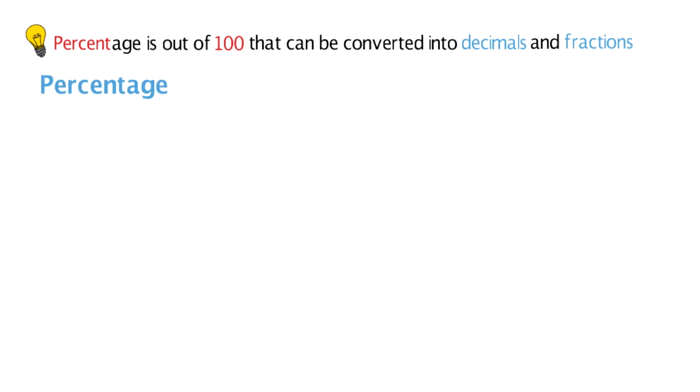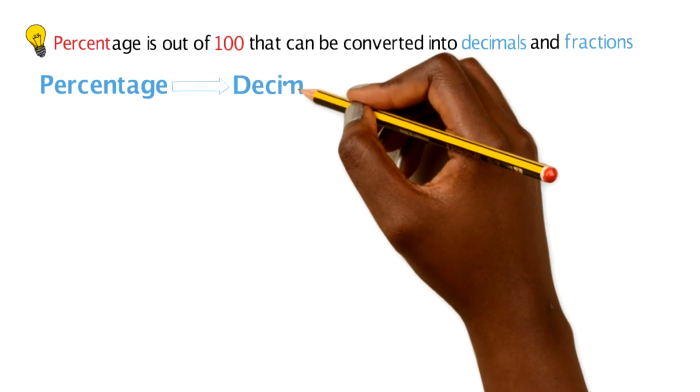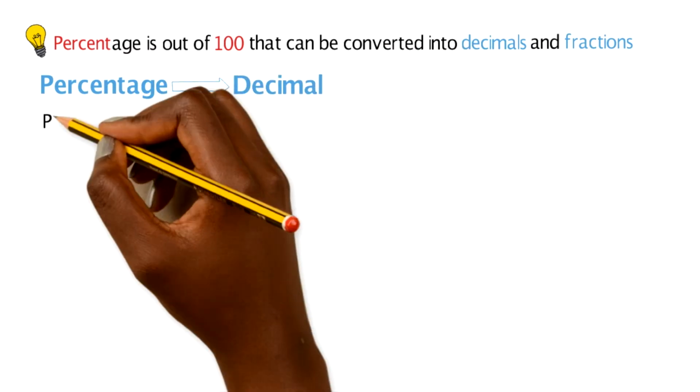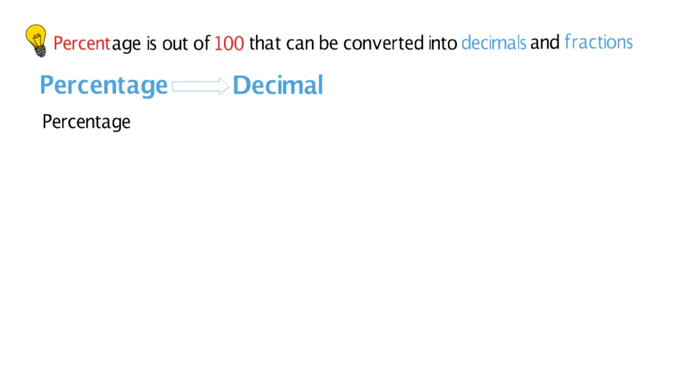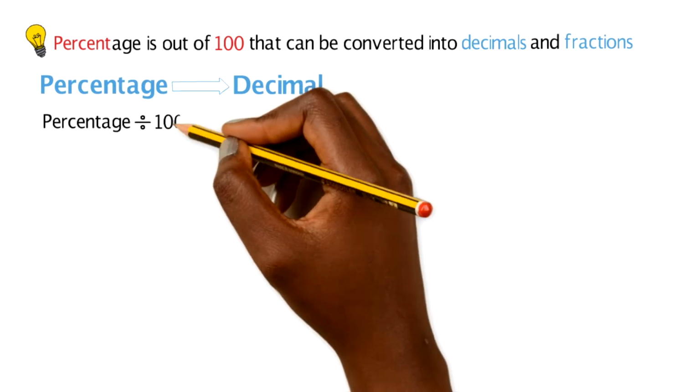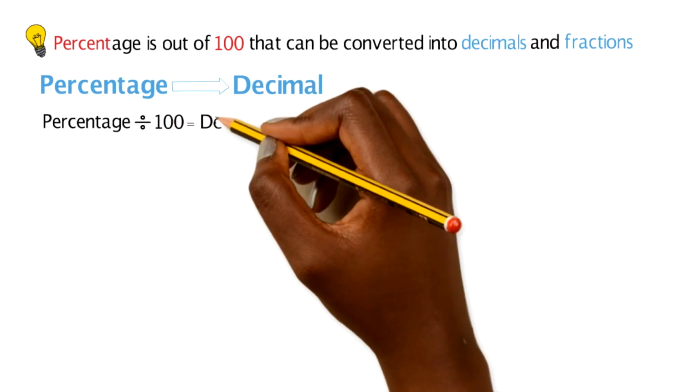So firstly, when it comes to converting a percentage into a decimal, there is a slight way that makes it easier for you to work this out. And that is when you have your percentage, divide by 100, and by doing that, you're able to work out the decimal equivalent.